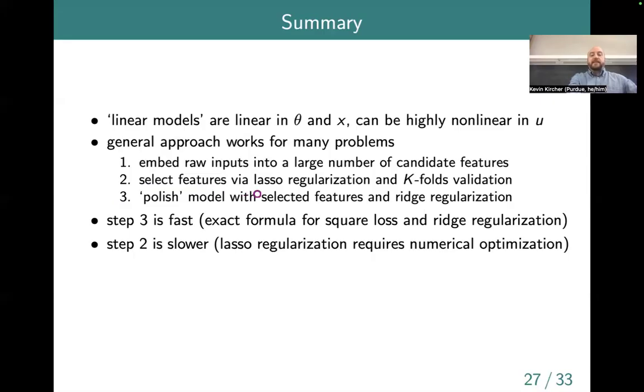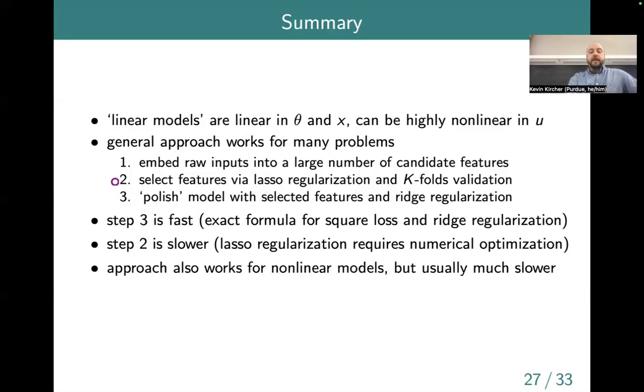Step 2, because it has this lasso regularization term in there, it's not a quadratic optimization problem that we have an exact solution for, but it is a convex optimization problem that we can feed to numerical optimization and get back a solution pretty quickly. So not as quickly as step 3, but not too long. And this approach also works for models that are not linear. So it can work for a neural network type model or a support vector machine or other things. But both step 3 and step 2 in that case tend to take much longer.